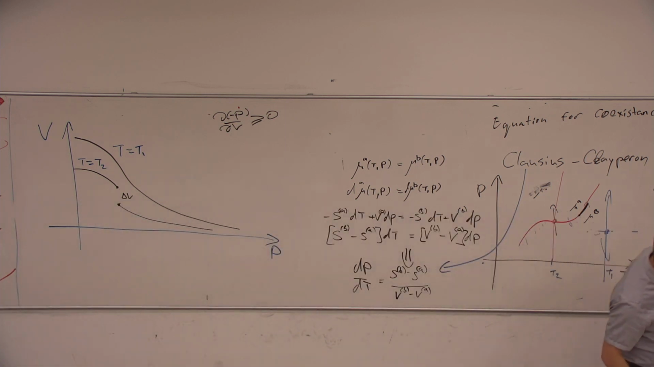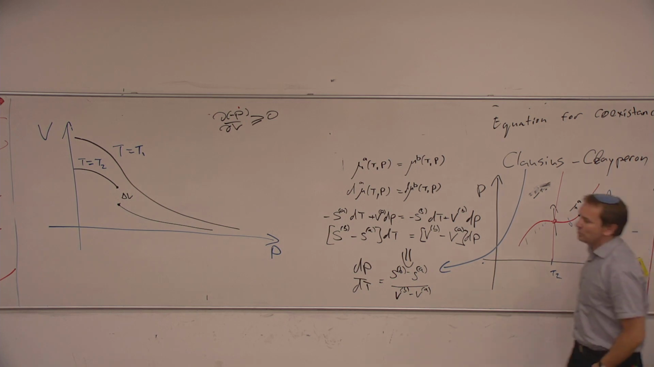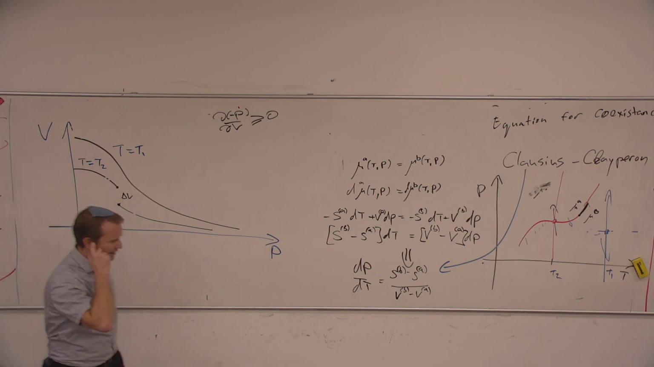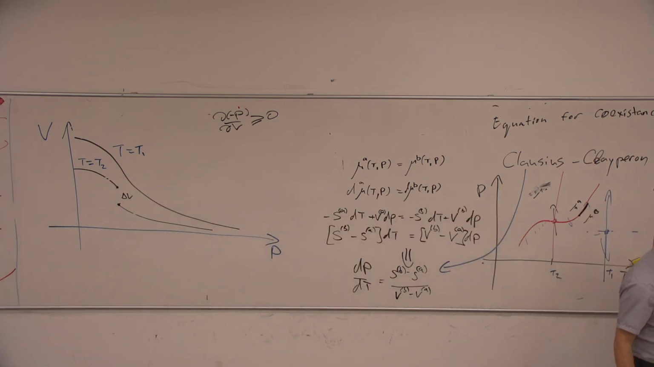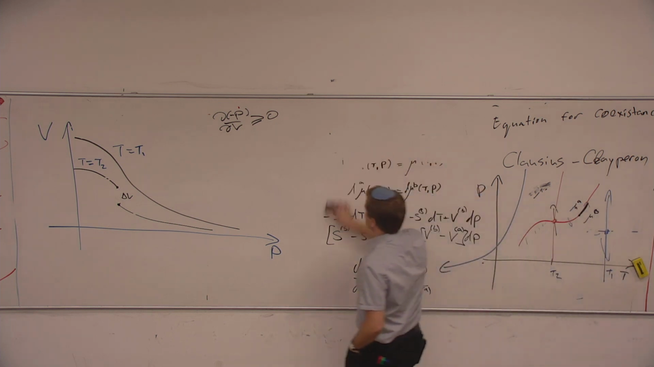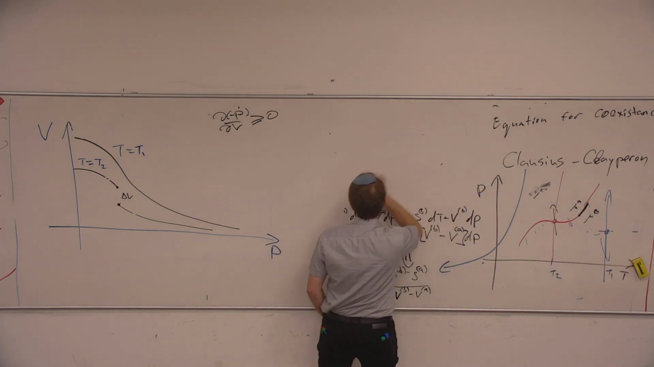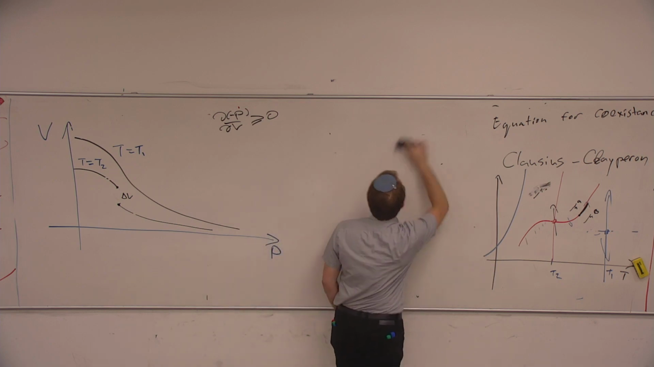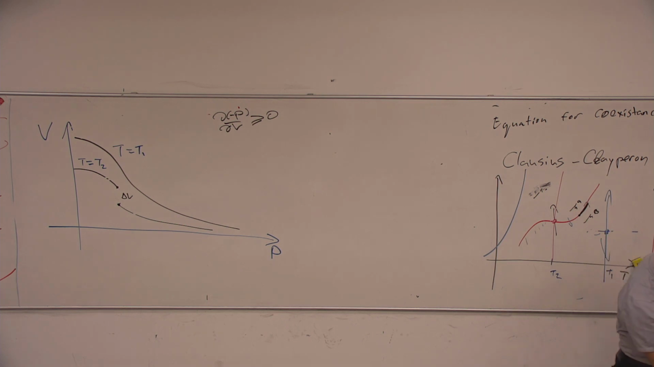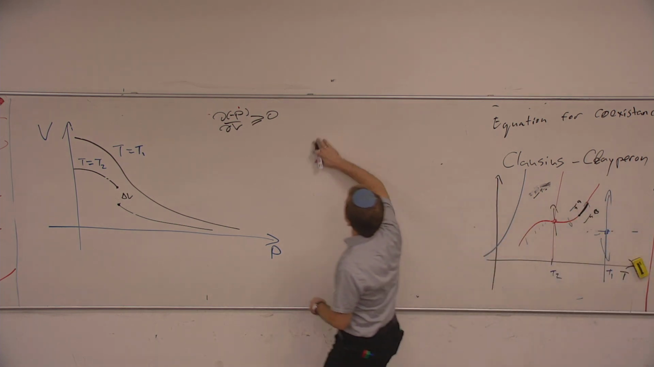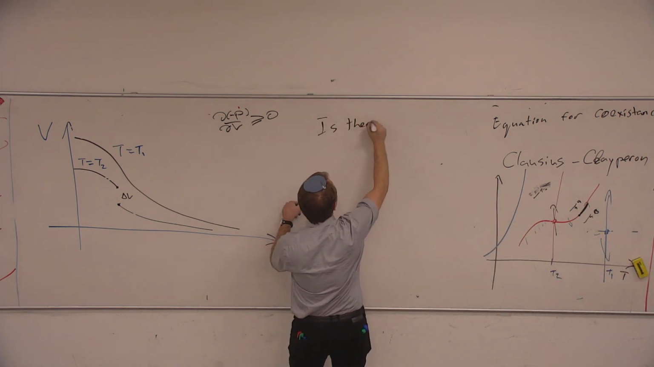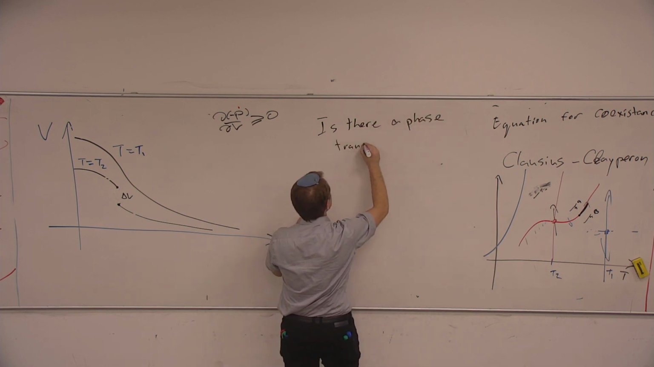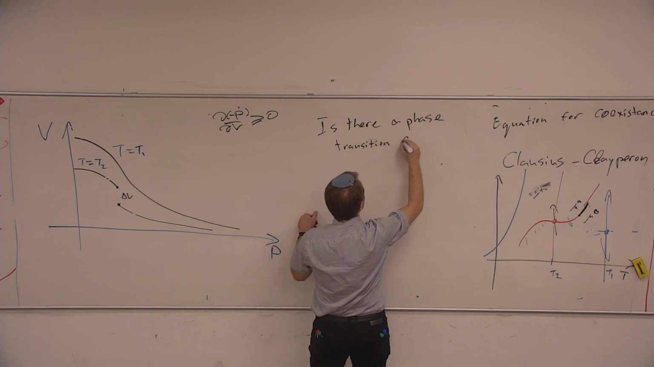Now, in order to describe any system, we need to assume something about what happens to those volumes. You have already learned about gases, and you have learned that there is a thing called the ideal gas. Can we have a phase transition for an ideal gas? Is there a phase transition for an ideal gas?